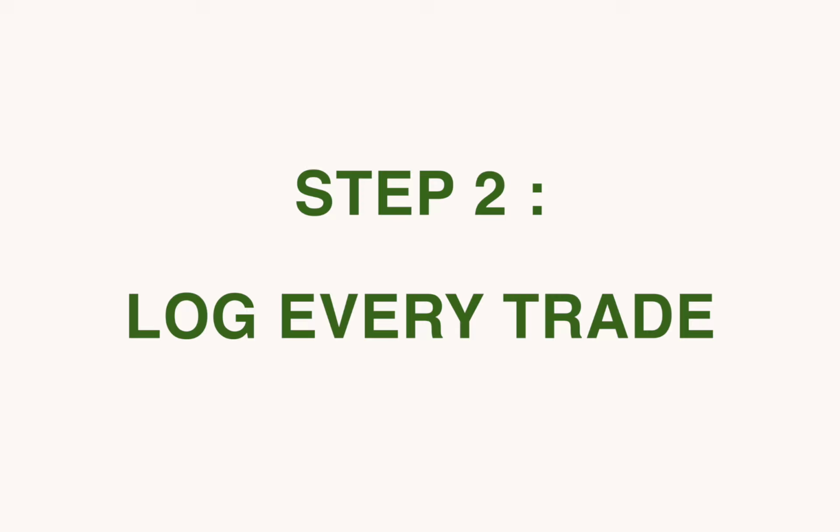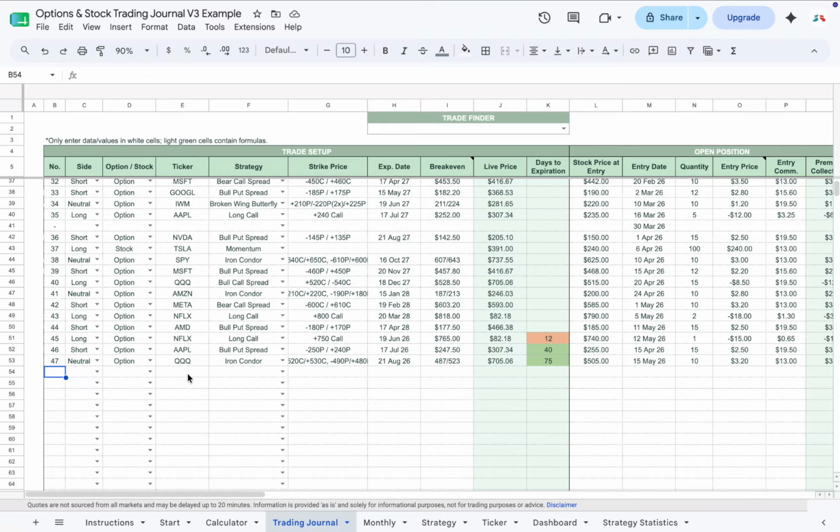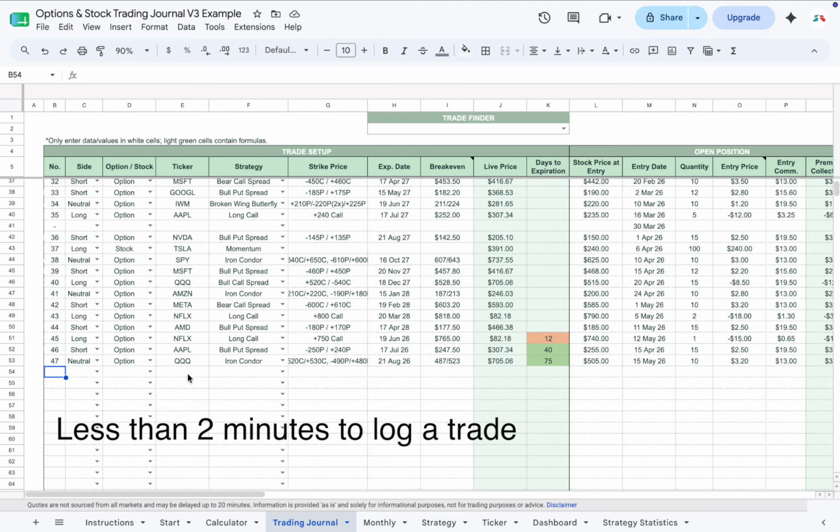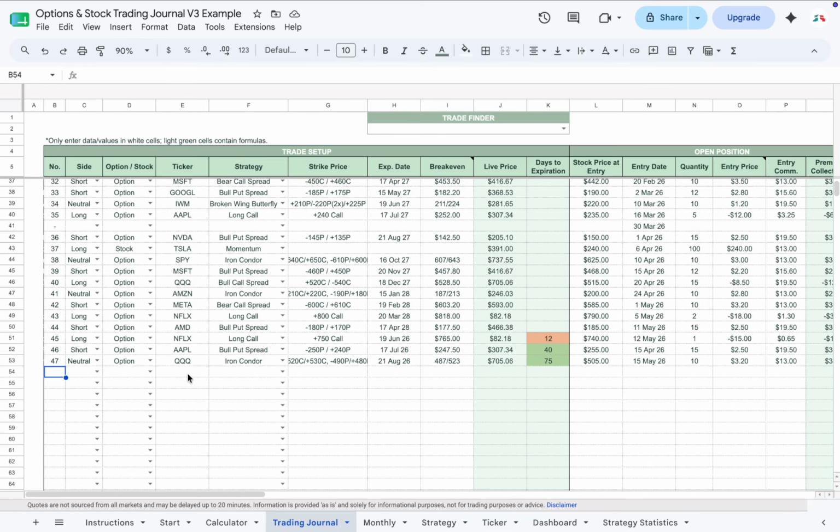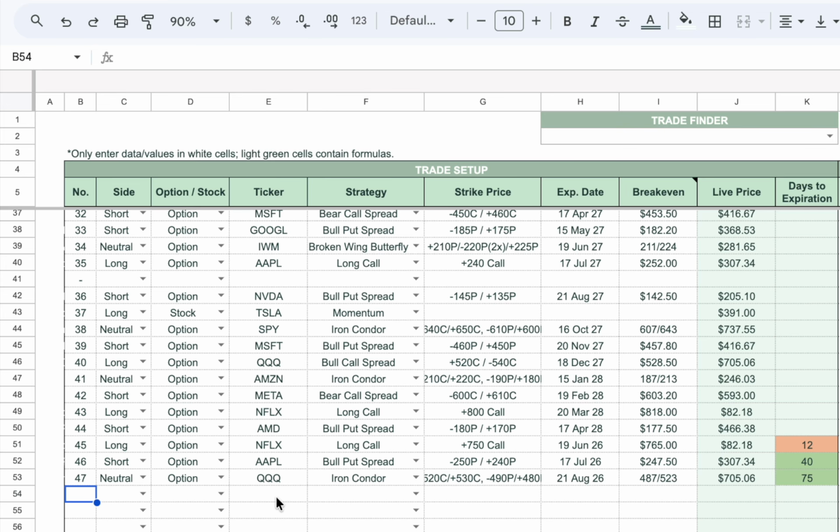Step 2. Log every trade. The second step is to record every trade. Personally, it usually takes me less than 2 minutes to log a trade. Whether you are trading stocks, single leg options, or complete multi-leg strategies, this journal allows you to record everything in a consistent format so you can review and learn from your trades later. Start by entering the trade setup details: enter the trade number, select the trade direction, and choose whether the position is a stock or options trade.